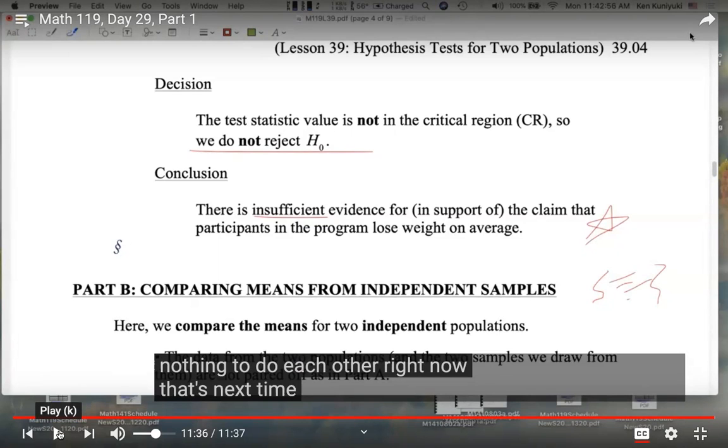All right, any questions before we go on? Any questions? Let's look at more cases.